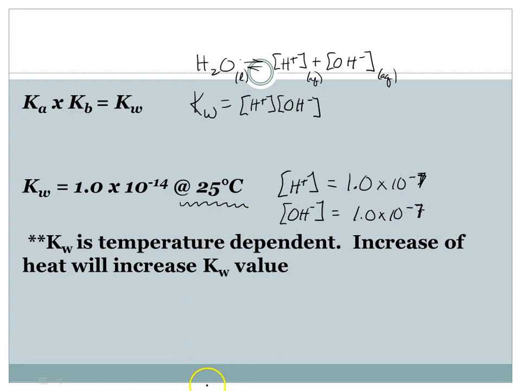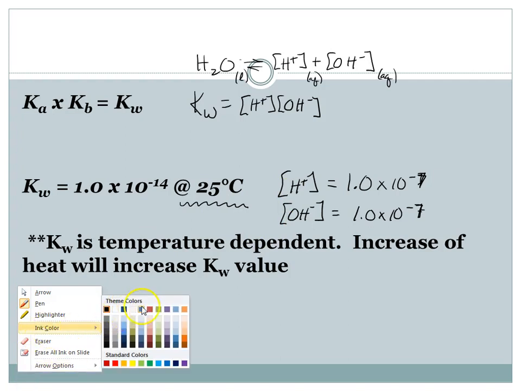We'll do some practice to see what happens, but if you remember from Le Chatelier's principle, your K expressions are temperature dependent. So if you increase or decrease the temperature, your equilibrium is going to shift to favor either the reactants or the products. In the case of water, this is just a good thing to stick in your memory banks. Because K expressions are temperature dependent, if you increase the heat of your water, it will increase your Kw value. So think about why that is for a second. If your K is increasing, that means you have more products.